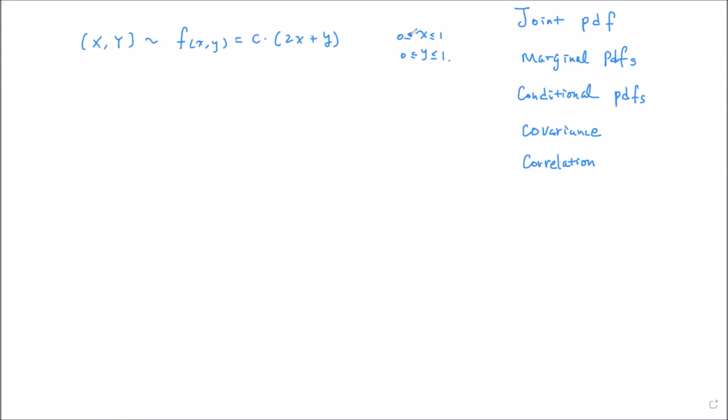Hello, everyone. Welcome back. Today, I'm going to use one example to show some concepts in bivariate random variables. There are joint PDF, marginal PDFs, conditional PDFs, and then two other concepts, covariance and correlation. It's going to be a little bit tedious because we have a lot of algebra, but I hope that the video would clarify these concepts.